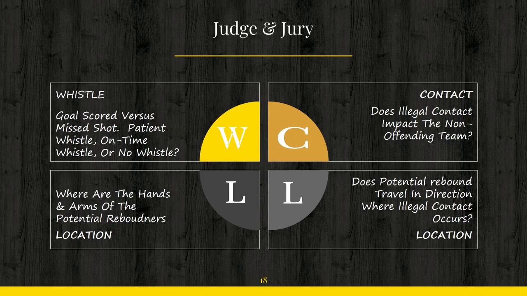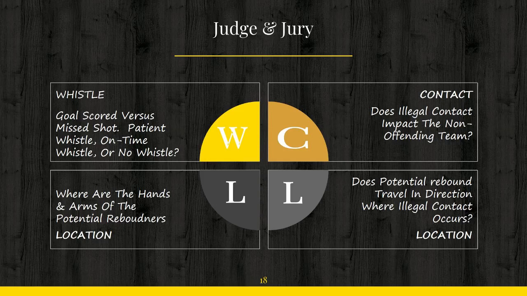A missed shot with a potential rebound? Let's see. Location. Where are the hands and arms of the potential rebounders? We have discussed this in great detail in this presentation. Contact. Does the illegal contact impact the non-offending team? Are they able to obtain the rebound, this being the non-offending team, and get out to a fast break without much trouble or without much resistance? That goes back to our whistle, patient whistle or no whistle.